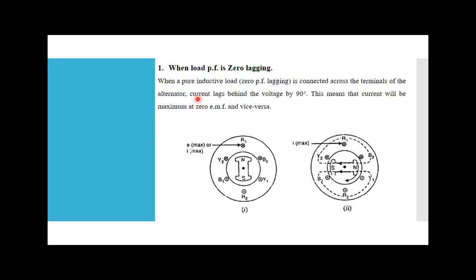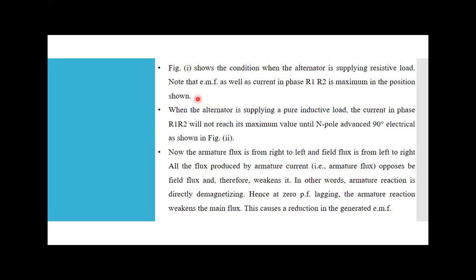But suppose if you change this rotor and it is, let's say, in front of Y1 and Y2, then the voltage and current is maximum at Y1 and Y2. Now the alternator is supplying pure inductive load. We are adding the pure inductive load and removing the resistive load. Then what will happen? My current in phase R1 and R2 will not reach its maximum value until my N pole advances 90 degrees electrical.